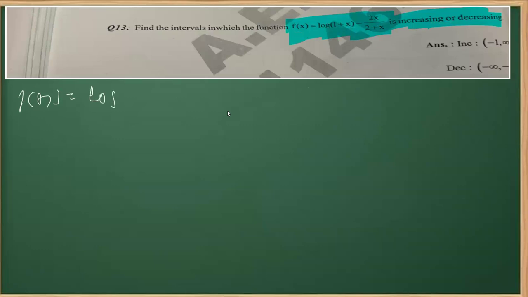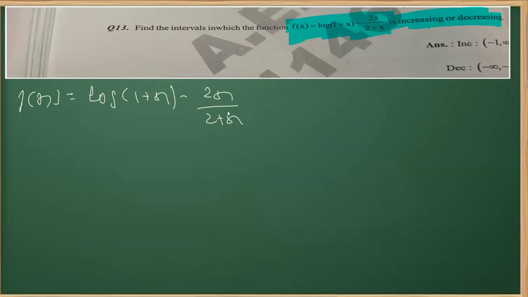In this question from increasing and decreasing functions, we have to find the interval on which this function is increasing or decreasing. So if I write the function, f(x) is equal to log(1 + x) minus 2x over 2 + x.